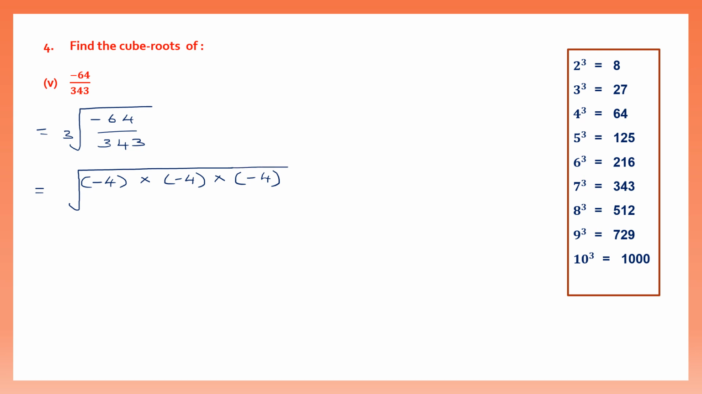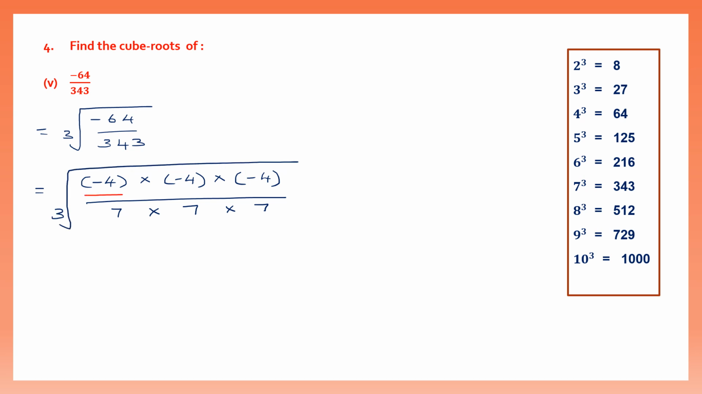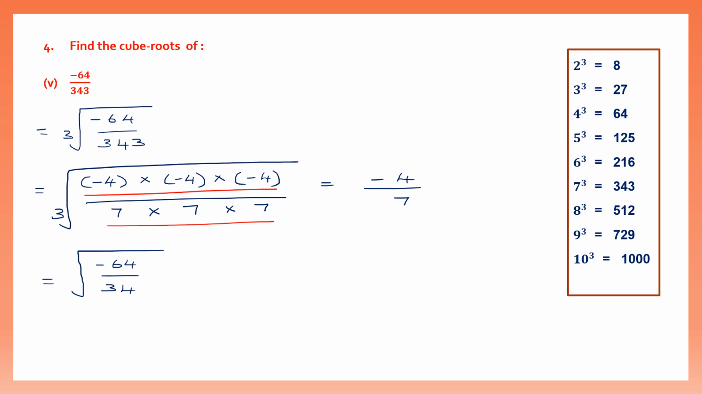And in the denominator, we have 343. 343 is 7 cubed. So let's multiply that. 7 into 7 into 7. So now let's take one from each triplet. So here we have minus 4 by 7. So we have found the cube root of negative 64 by 343. The cube root is negative 4 by 7 or minus 4 by 7. This is our answer.